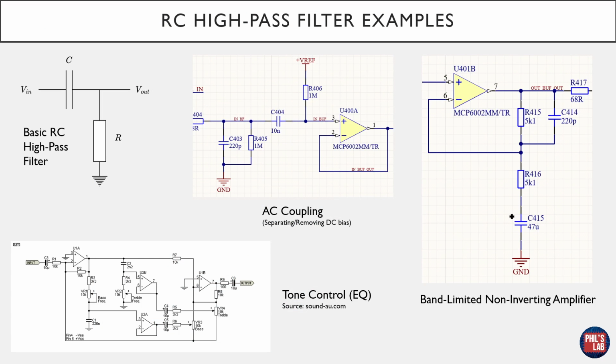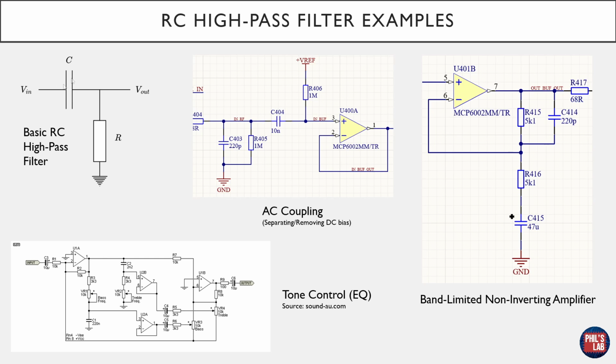You've probably already seen RC high-pass filters in many different designs. The basic structure can be seen in the top left image. We have an input voltage from an input voltage source, which feeds into a series capacitor, and then we have a parallel resistor at the output where we take the output voltage. This is the most basic RC high-pass filter structure we can have, and we'll see alternatives, maybe higher order filters, in this video as well.